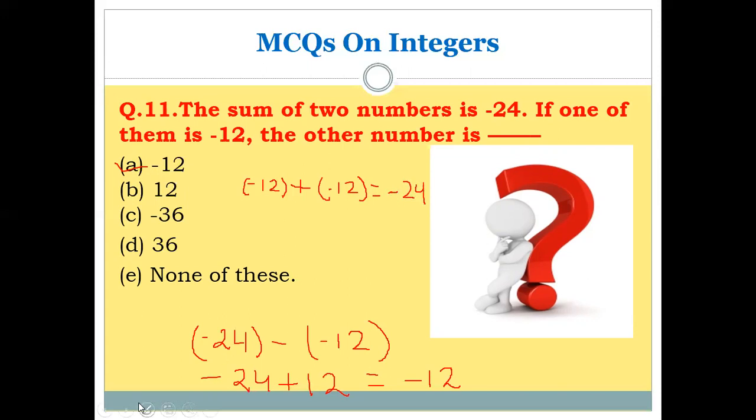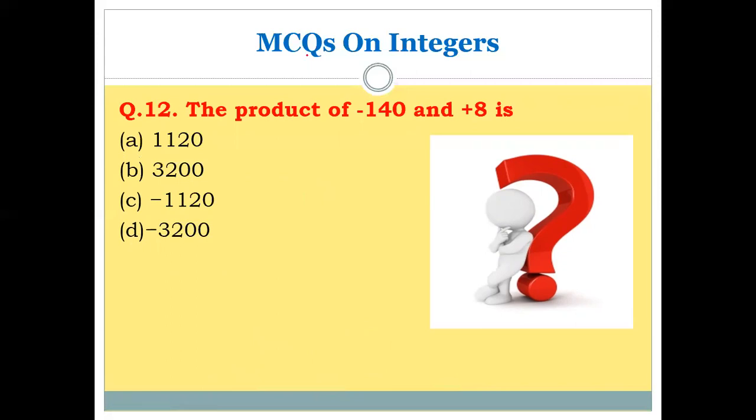Now next we have question number 12. The product of minus 140 and plus 8. So here we have one negative integer and the second one is a positive integer. So it is minus 140 and 8. Whenever we multiply one negative and one positive integer, the product is always negative. So we can have the multiplication of 14 with 8. So 14, 8 times becomes 112.